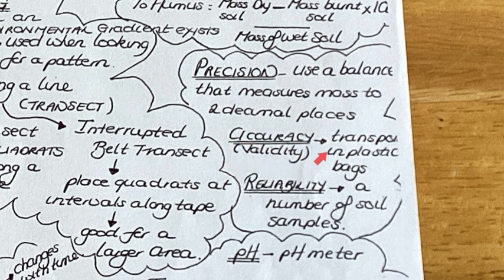You need to transport the soil in a plastic bag. So that would ensure that water hasn't evaporated before you actually get to the lab. So that would be a more valid result. And then for reliability, you need to take a number of soil samples, not just one soil sample, and find out the humus and water. You would need to take a number of different soil samples.